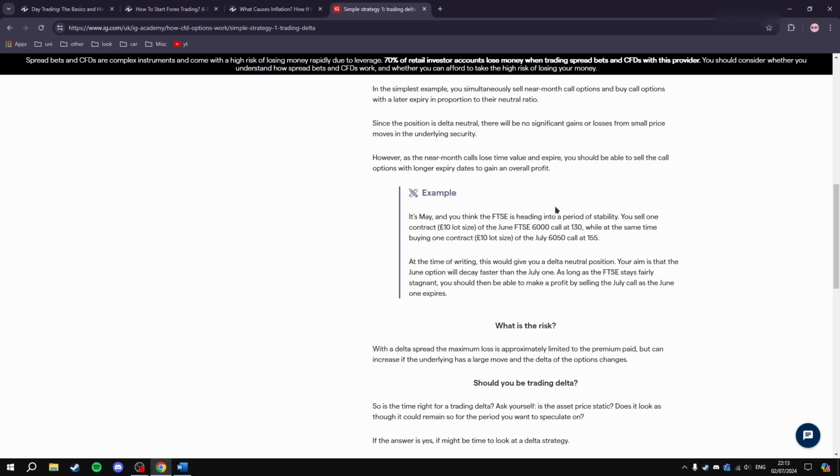Why would that give you a delta neutral position? Your aim is that the June option will decay faster than the July one. As long as the FTSE stays fairly stagnant, you could then be able to make a profit by selling the July call as the June one expires.